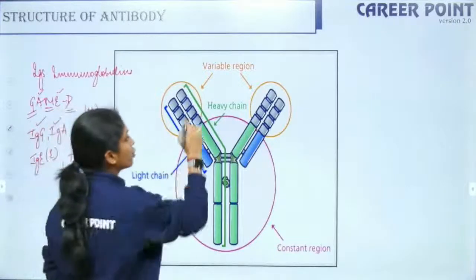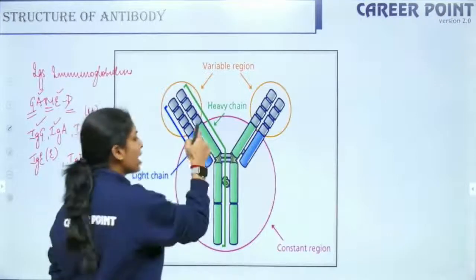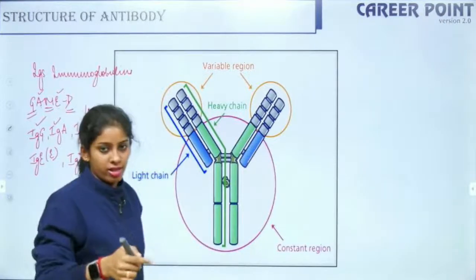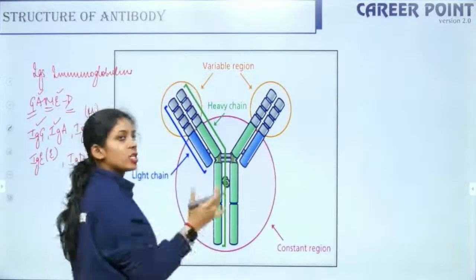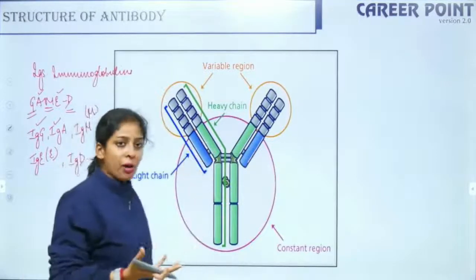So you have 2 chains. One is in green color, one is in blue color. The one in green color is heavy. You can see it has the upper portion as well as the lower portion, so it is heavy. And the blue portion is only half, so it is light.